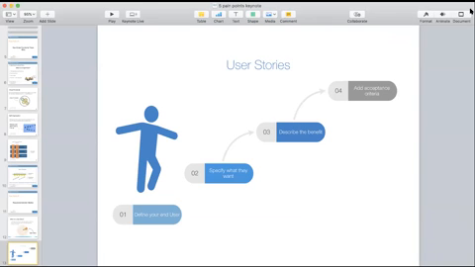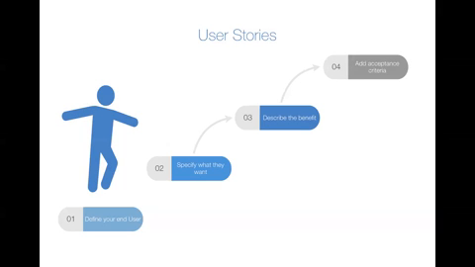You first should define the end user. Then you should specify what you want or what the problem is that you're trying to solve. The third step would be to describe the benefit if we solve this problem. And then lastly, we add acceptance criteria. How will we know when we successfully solve this problem?